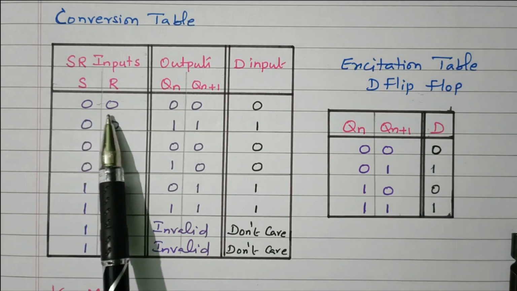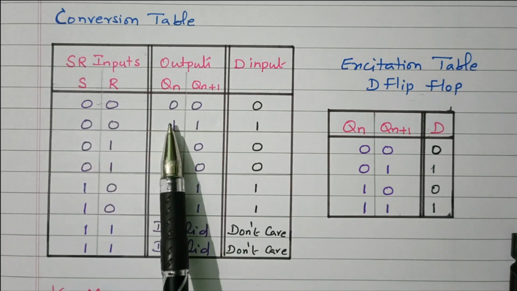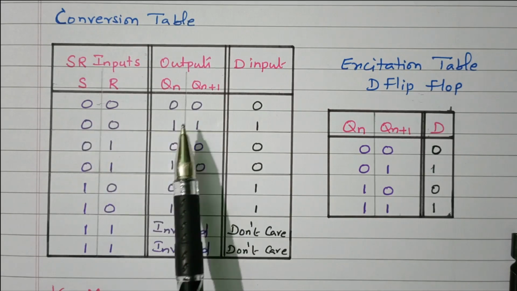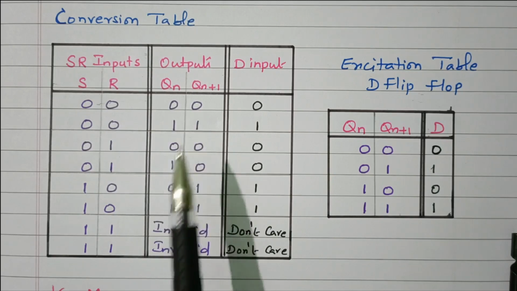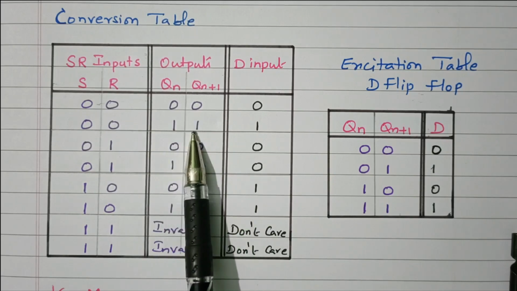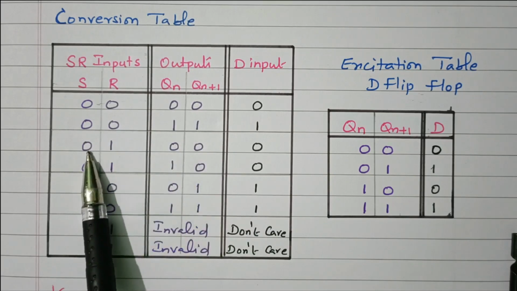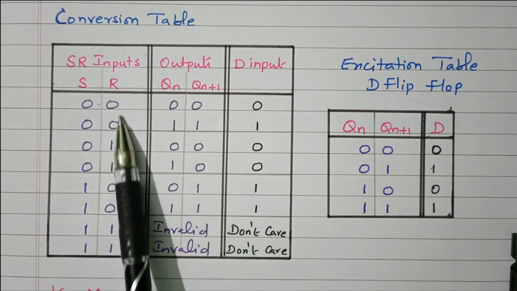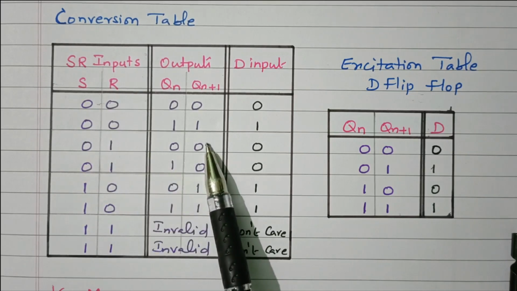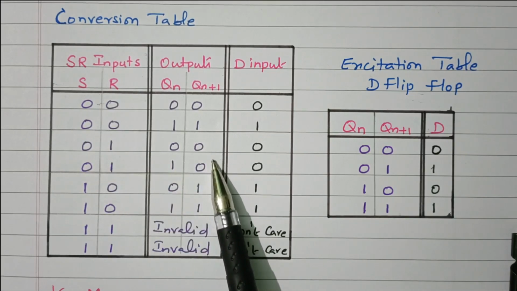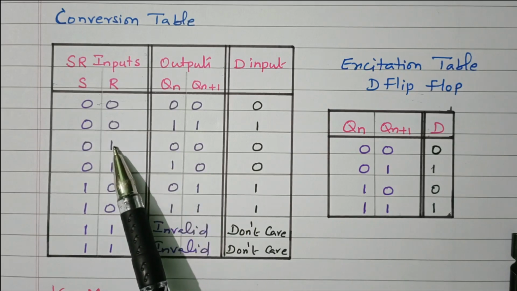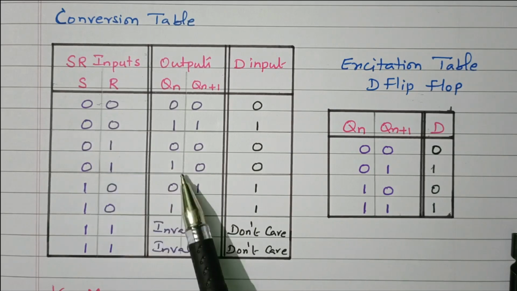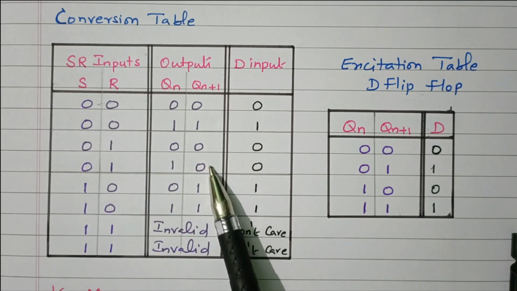If both S and R are 0, both inputs are 0, it means no change between the present state and next state. Present state 0 means next state also 0. Present state 1 means next state also 1. No change. For 0 1, that is R. R means reset. Reset means the output is reset. The next state is reset to 0. 0 means 0 is maintained, 1 means it is converted into 0, right? So if the R input is 1 and S input is 0, the output will be reset, that is 0.